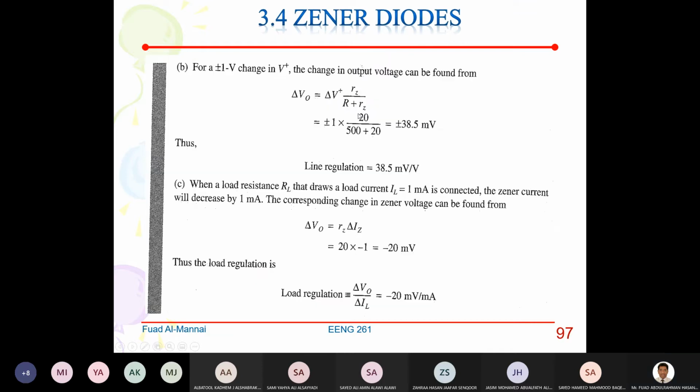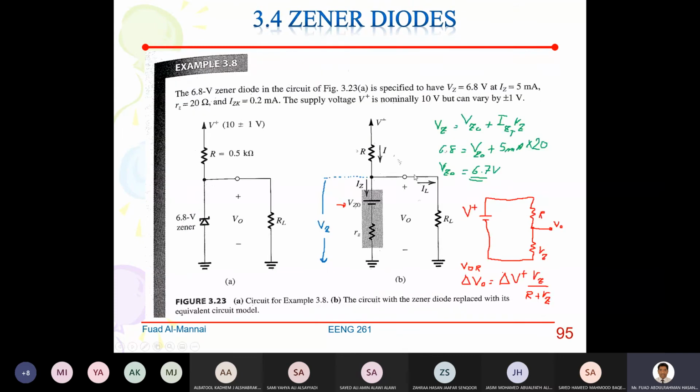Remember that when we have the circuit here, we connect RL to it. Now we have a current flowing here called IL. And in our example, he said IL will draw 1 milliamp from the current that's flowing over here.